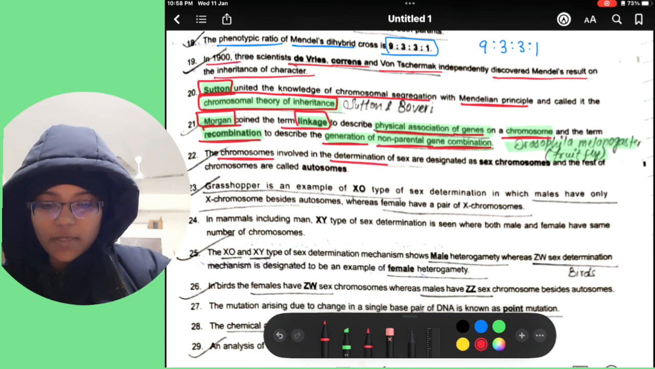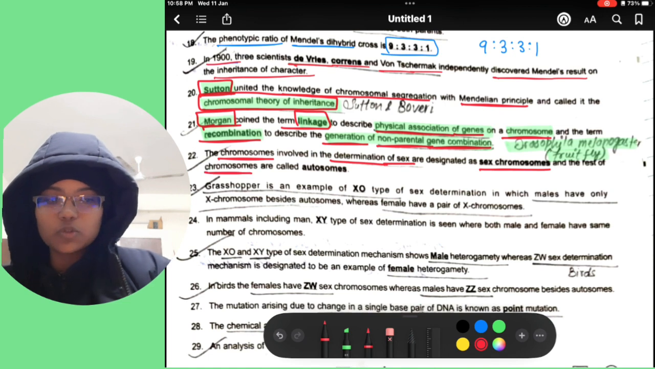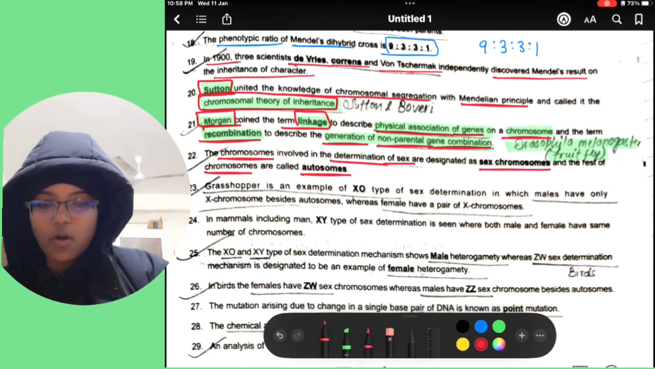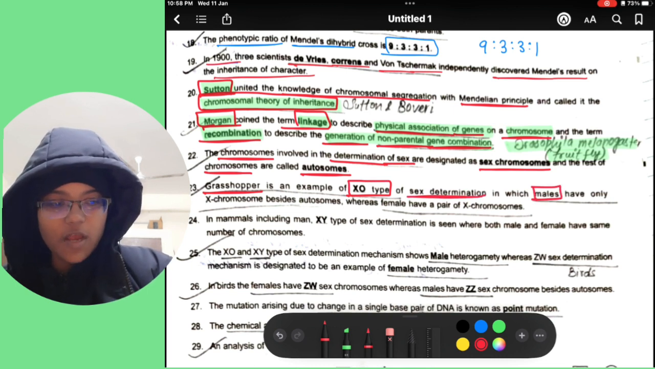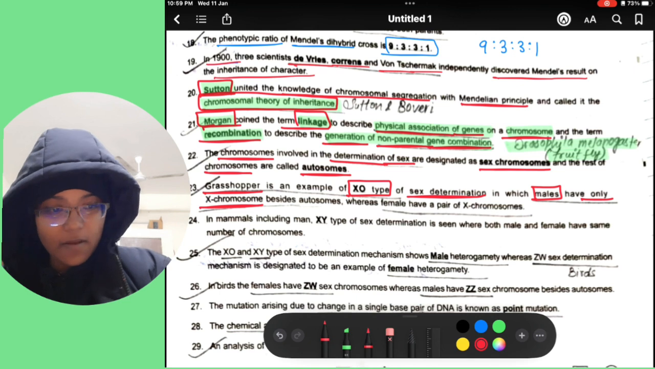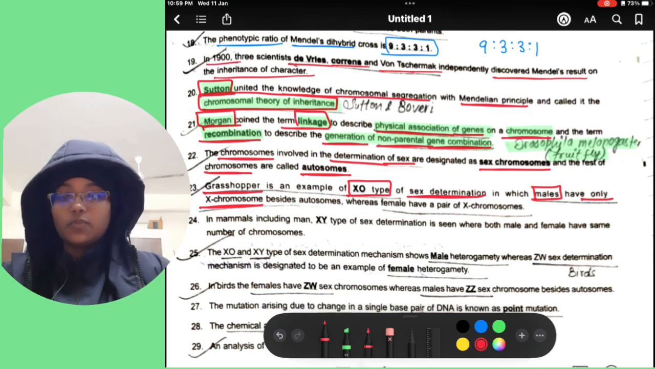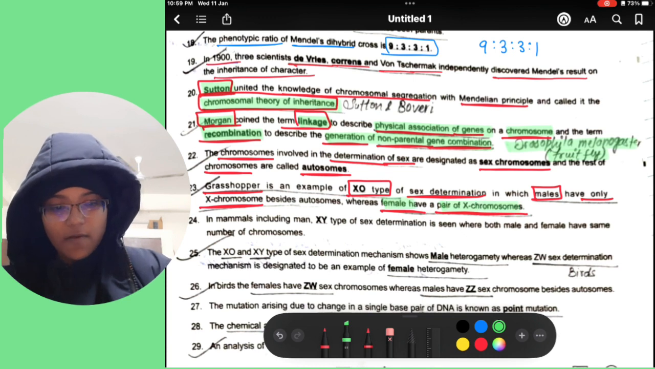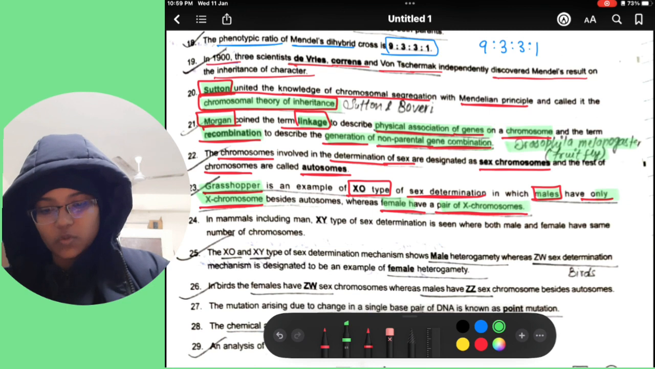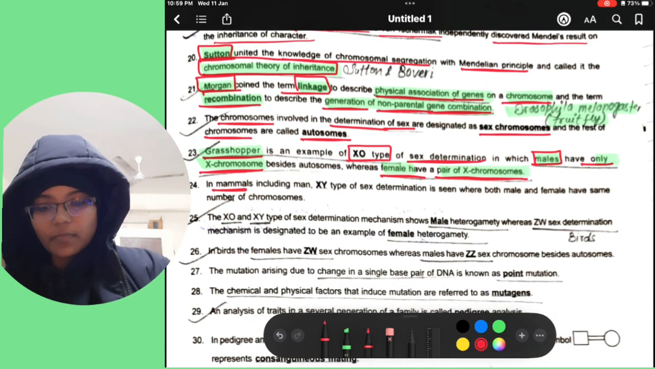The chromosomes involved in the determination of sex are designated as sex chromosomes, and the rest of the chromosomes are called autosomes. Grasshopper is an example of X0 type of sex determination in which males have only one X chromosome besides autosomes, whereas females have a pair of X chromosomes.